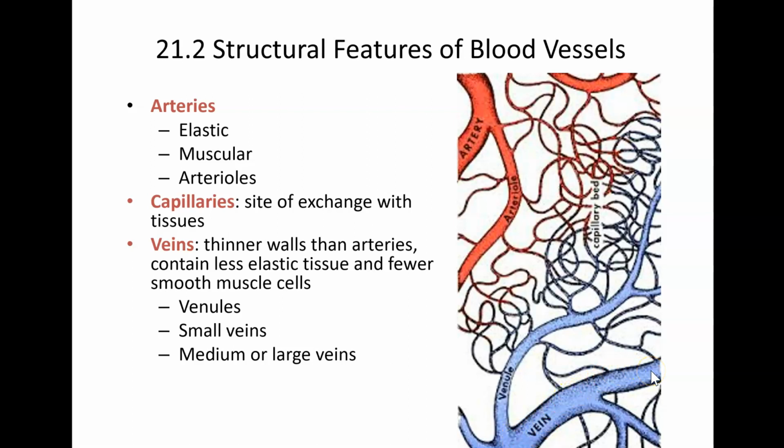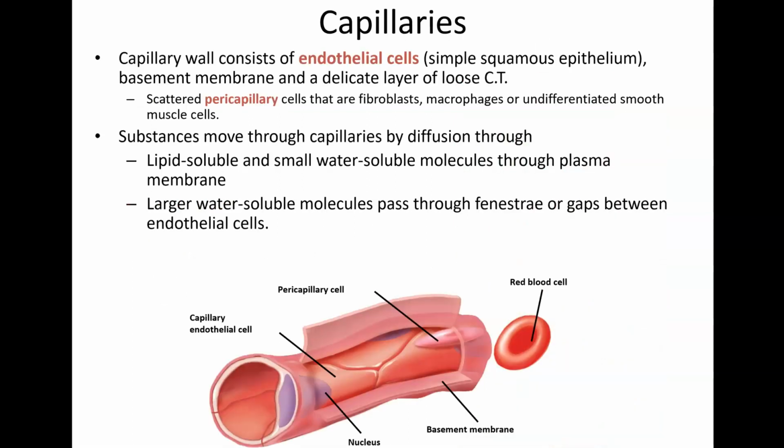Some differences that we're going to have between arteries and veins is that our veins will have thinner walls than arteries and contain less elastic tissue and fewer smooth muscle cells. So we'll look a little bit into the histology of what makes up these blood vessels to get a better idea. But before we get into arteries and veins, let's talk a bit more about capillaries.